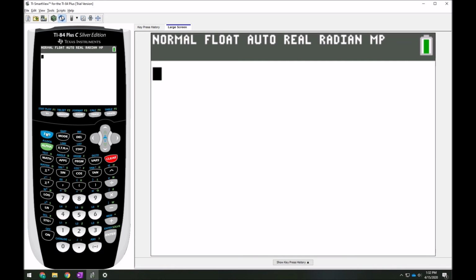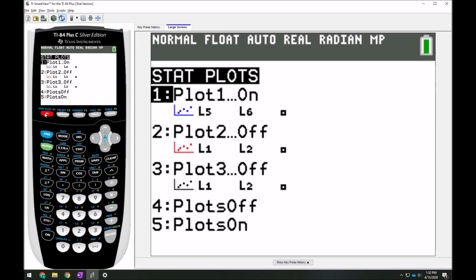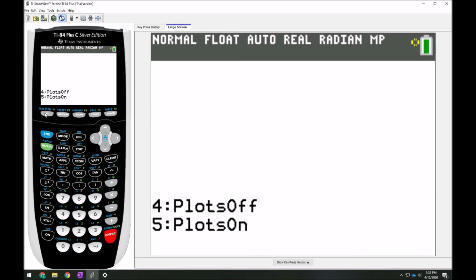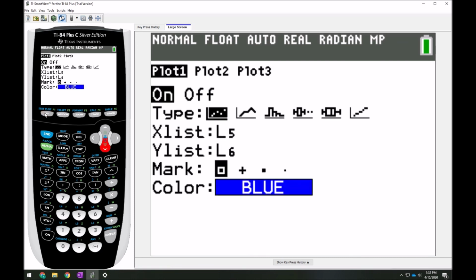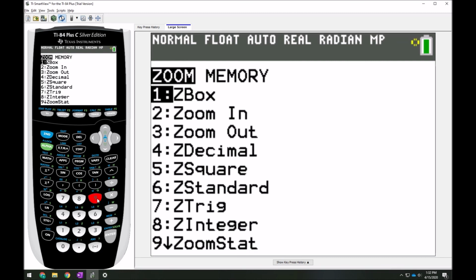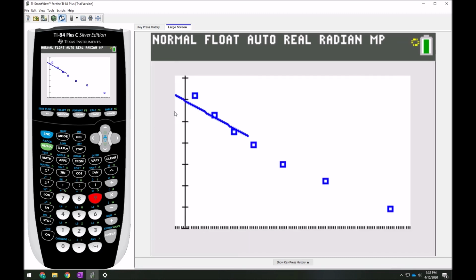Now I can go ahead and create my scatter plot. To do this, I go to second, y equals, go into my first option, and you can see here I already have set up how to make a scatter plot. I'm going to click that first option, and I'm going to do list number 5 and list number 6. To see that picture, I'll click zoom 9. Now in my picture, I'm also getting my line of best fit coming right in with it. If you have that as well, that's great. If you don't, don't worry about it, because I didn't ask you to draw the line of best fit.